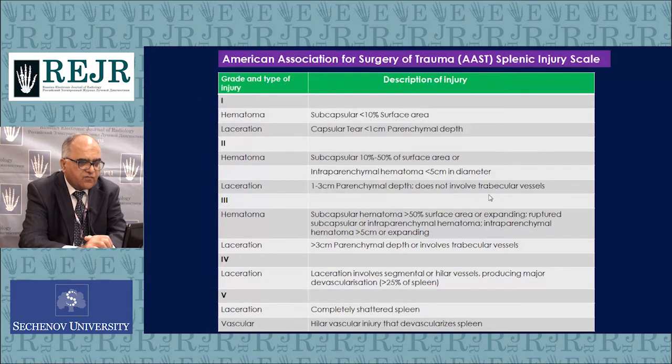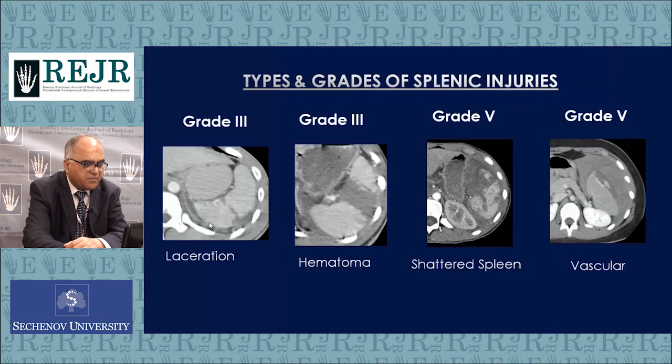The American Association for the Surgery of Trauma has devised a splenic injury scale, which depends on hematoma, laceration, and in the end vascular injuries. Injuries from grade 3 to grade 5 are more likely to be surgically managed.